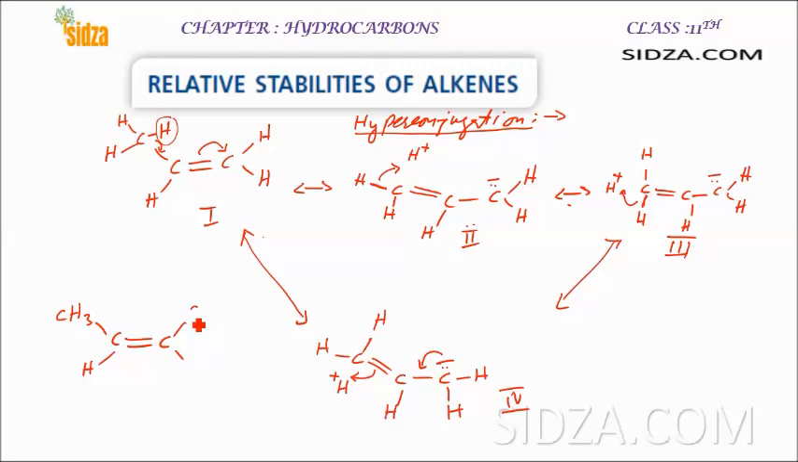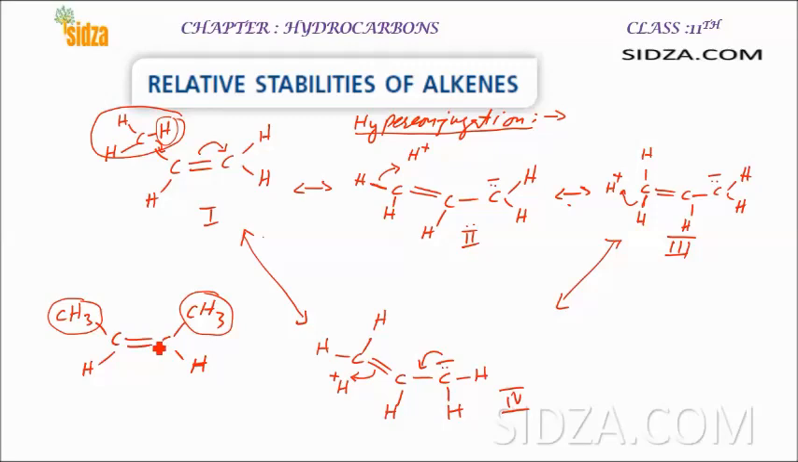Suppose if you do one more substitution over here, okay, so you can get more resonating structures in this molecule. With one methyl group only, you got 3 more structures. With 2 methyl groups, you will get 6 more structures. Okay, so higher delocalization means more stability, correct? That's why when you increase the number of methyl groups around a carbon-carbon double bond, the stability increases.